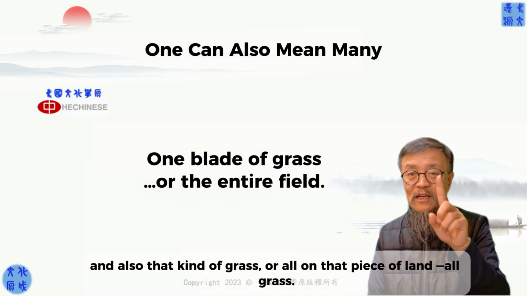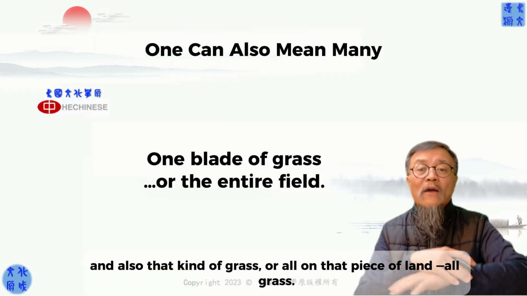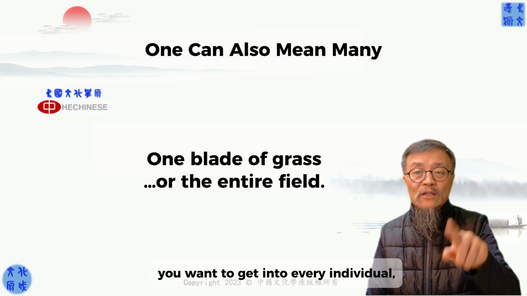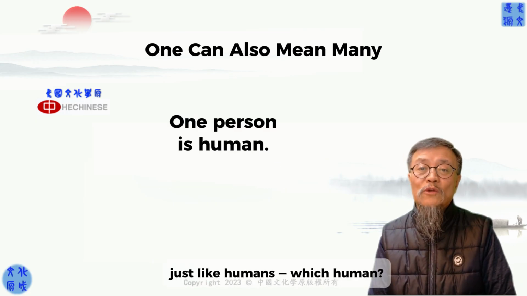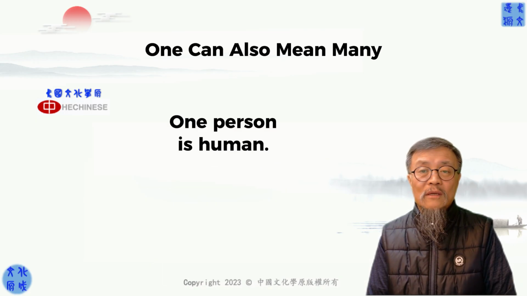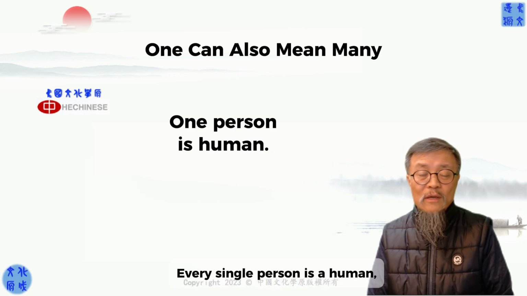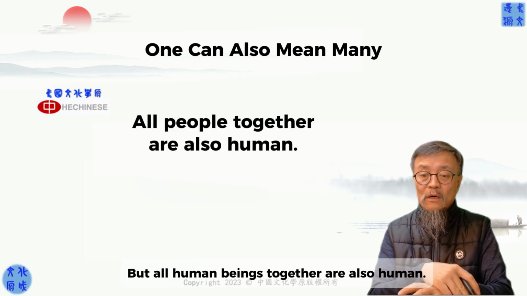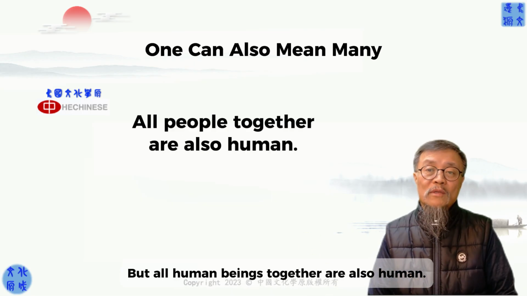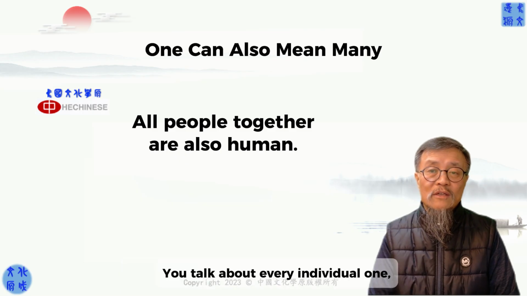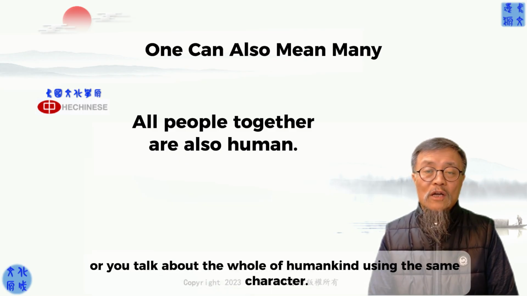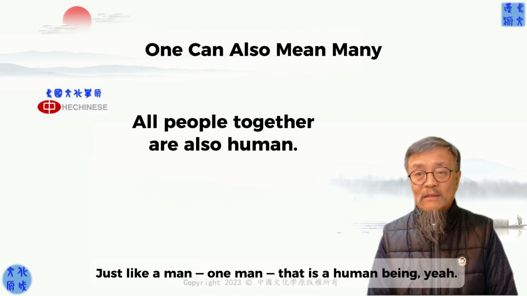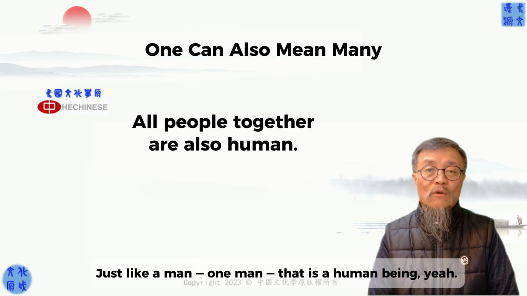Every individual grass, and also that kind of grass, or on that piece of land, all grass. But when you really want to get into it, you get into every individual. Just like human. Which human? Every single person is a human. But one person also counts as human. It's all alike. Human beings always are human. That's the same thing. Just like 人, you talk about every individual one, or you talk about the whole human being, using the same character. Just like man, one man, that was a human being.